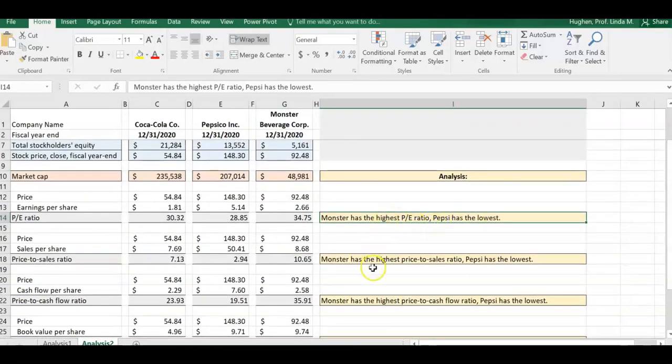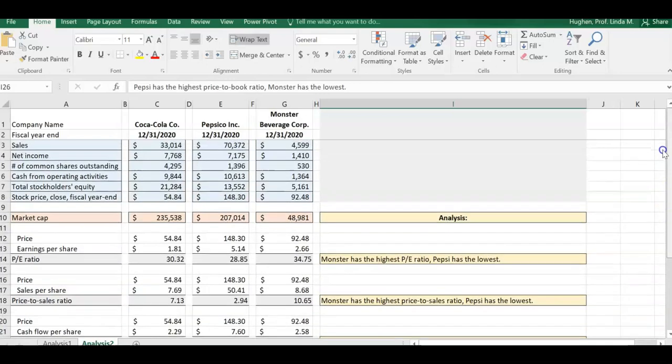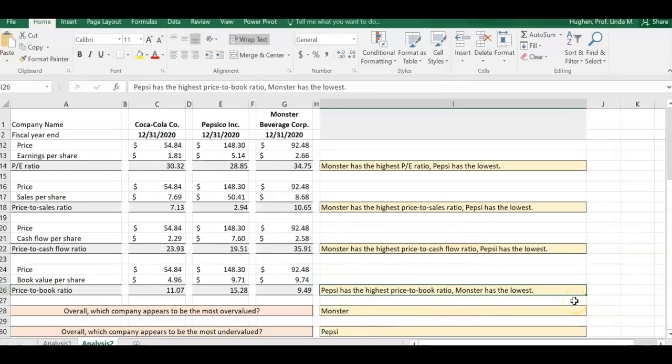Monster has the highest PE ratio, Pepsi has the lowest. We see the same thing for price to sales. We see the same thing for price to cash flow, so some consistencies giving us some information about relative values. For price to book, well, we saw that Pepsi has very little equity compared to, let's say, sales, compared to Coke. So we know that Pepsi is highly levered, so I'm not too surprised that Pepsi has the highest price to book ratio since it has lower stockholders' equity. Monster has the lowest. So overall, based on multiple of 4 metrics, which company seems to be the most overvalued? Monster. Which seems to be the most undervalued? Pepsi. Again, caveat, do not make any investing decisions based on this analysis. This is just trying to get you looking at financial statements and see one way that they're used for valuation.